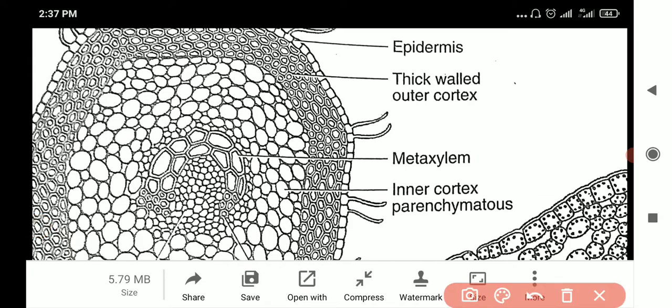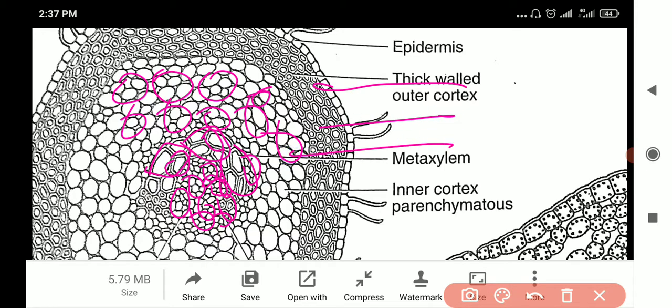Okay, I think if I trace, fine. If I trace here, you draw these cells big so that you don't waste time. Then you draw these metaxylem with a gap there. Then you draw these smaller cells. Don't give any space. Try not to give any space. Then you label them: epidermis, outer cortex, inner cortex, metaxylem, and then parenchyma.